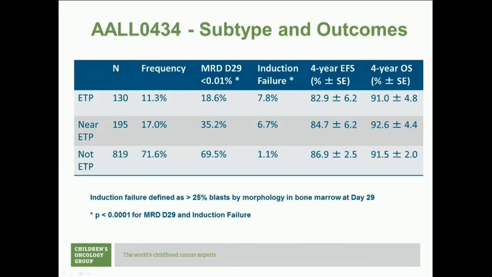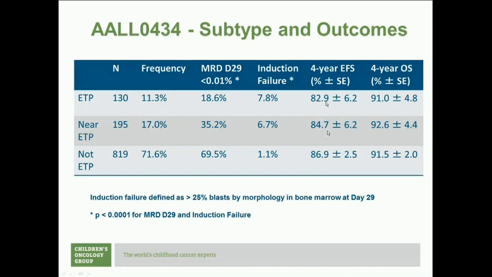So we looked at our outcomes, and we saw that we had a large number of ETP patients, probably the largest number ever to be studied. And we had a frequency of 11.3% of our population with ETP, and 17% with near ETP, 71.6% not ETP at all. And those patients that had ETP or near ETP had a higher frequency of having higher MRD at day 29. So they looked like they would be recalcitrant. And they had a higher level of being an induction failure, meaning that we couldn't even treat them in the first 28 days, and they still had greater than 25% blasts.